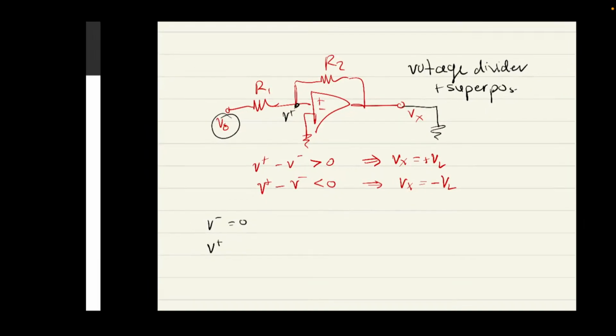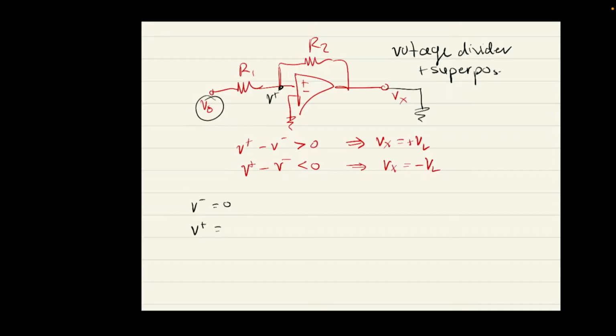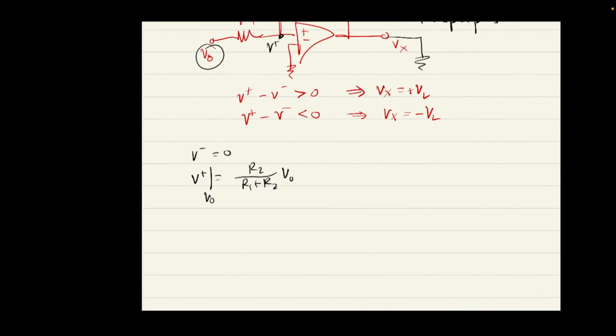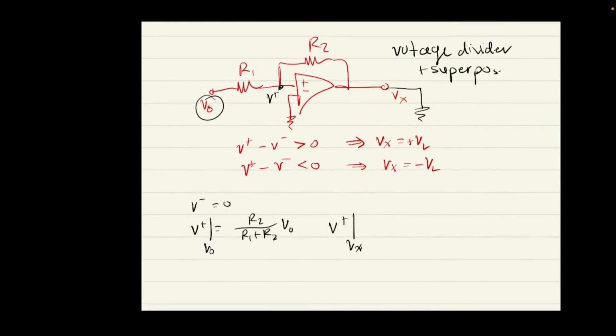So just ignore Vx. V plus due to VO is going to be R2 on R1 plus R2. This is just voltage divider, right? Times VO. And similarly, V plus due to Vx, well, we can figure that out by then ignoring VO and just considering Vx, right?